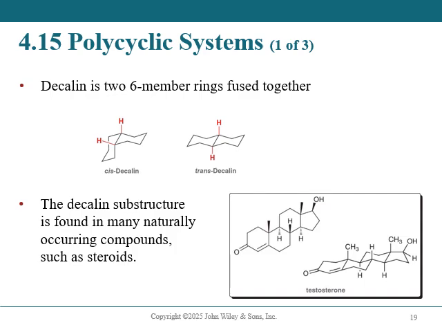Now let's talk just briefly about polycyclic systems. We have here, for instance, decalin, that is two six-membered rings that have been fused together. The decalin structure is found in many naturally occurring compounds, such as steroids. This is one of their structures, the four rings that we see here. And this will be the decalin right here in the middle. This is testosterone, just one of the steroids that we see in nature. And you can go from this type of structure with your solid wedge and your dash to your chair type conformation with your axial and equatorial.